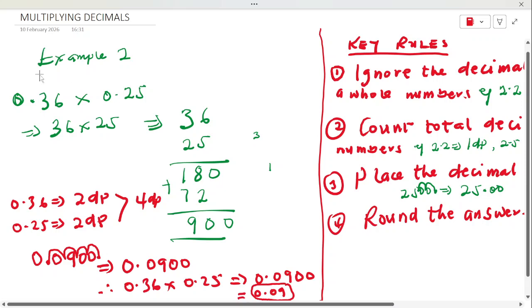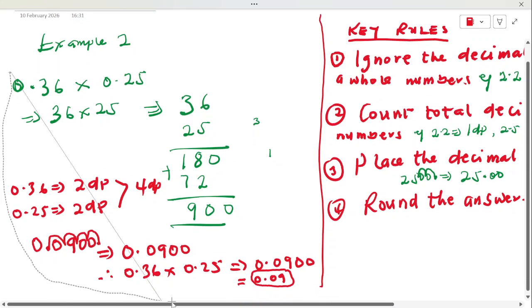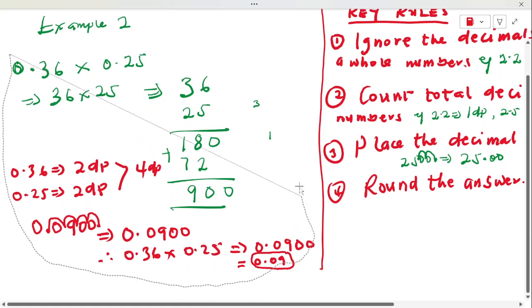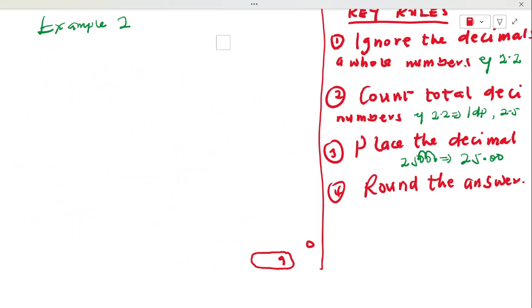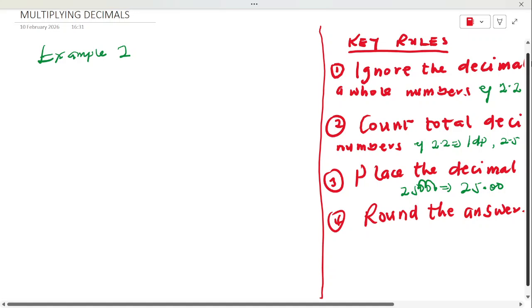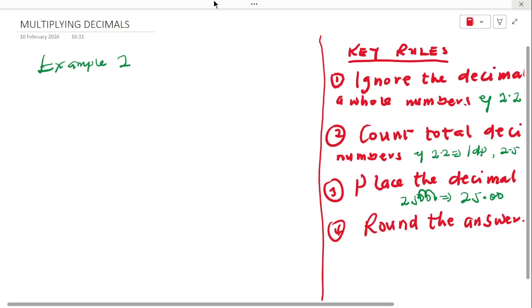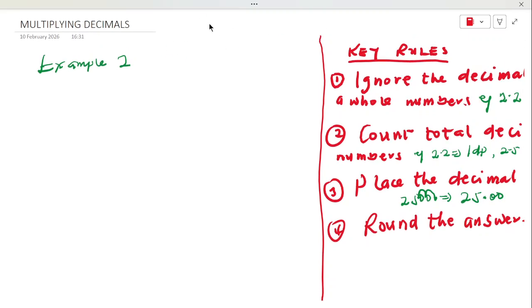So let's take our final example and then we'll end today's session here. So you can pause the video, try your hands on them, and then come back to confirm if your answer is correct. Okay. So let's look at example number 3.